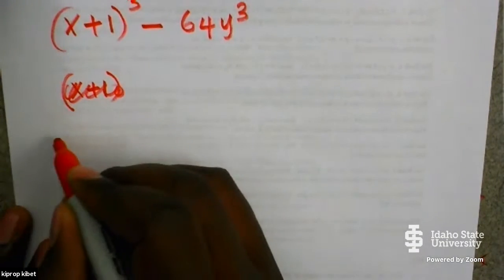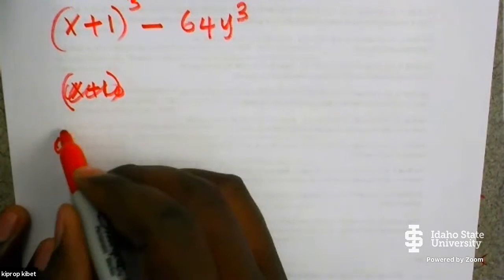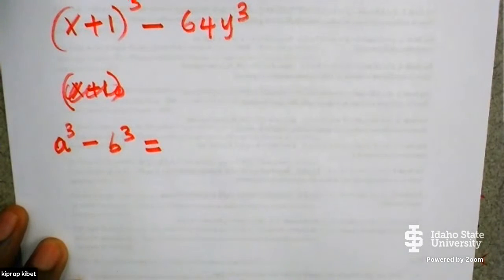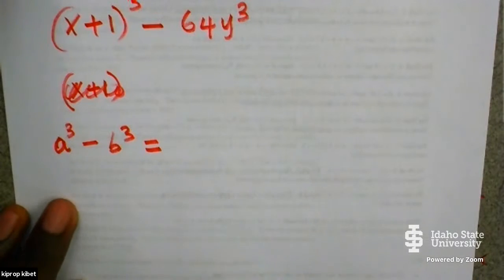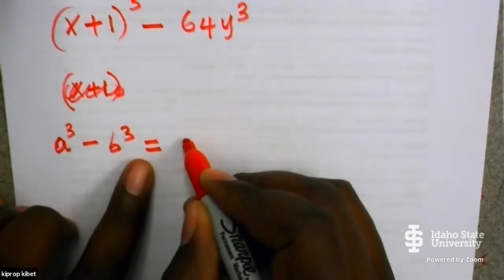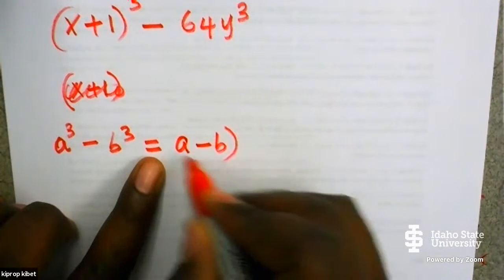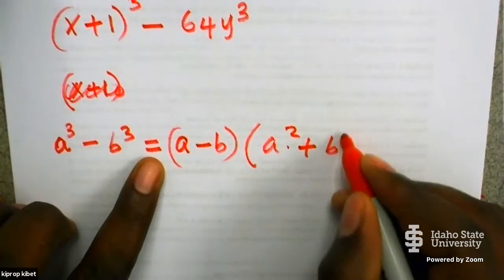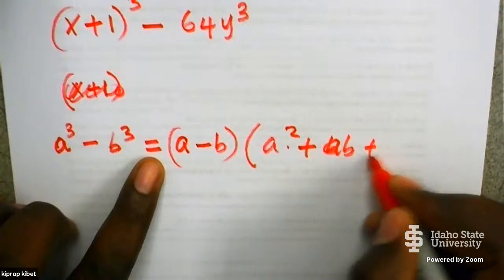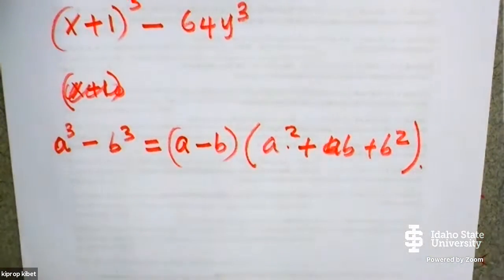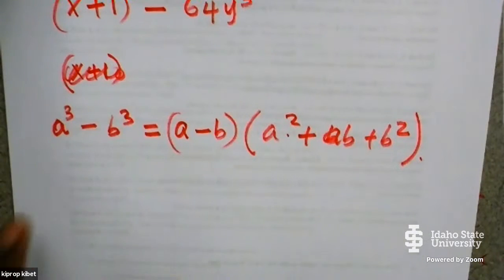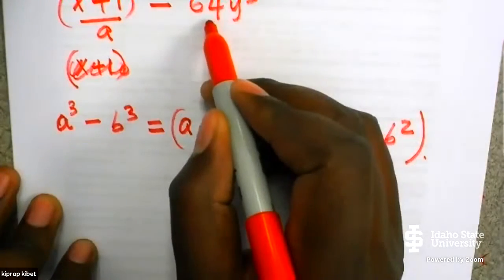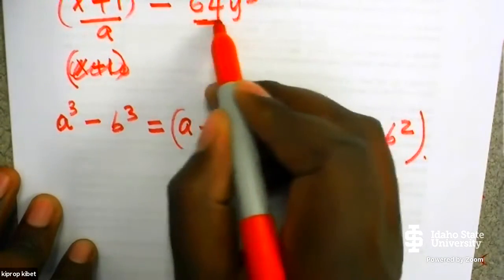When we have a cube minus b cube, what was this? Equals a minus b, and then a squared plus ab plus b squared, right? Yeah. So it's just like this. So this is a, and this one is what? B. So you need to write this one in terms of cube.